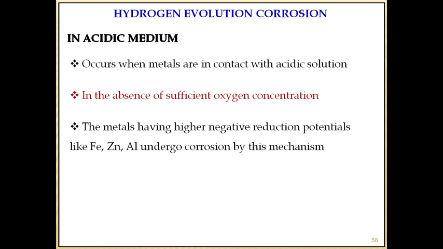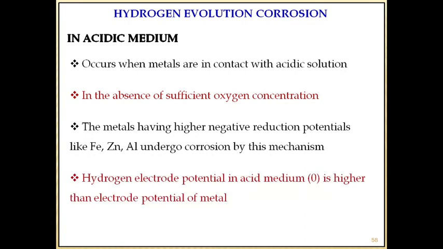So a metal which is having negative reduction potential will undergo corrosion by this method. The examples are iron, zinc, aluminium, etc. You know the potential of hydrogen in acid medium is 0. So any metal which is coming below 0 will be undergoing corrosion by this mechanism.